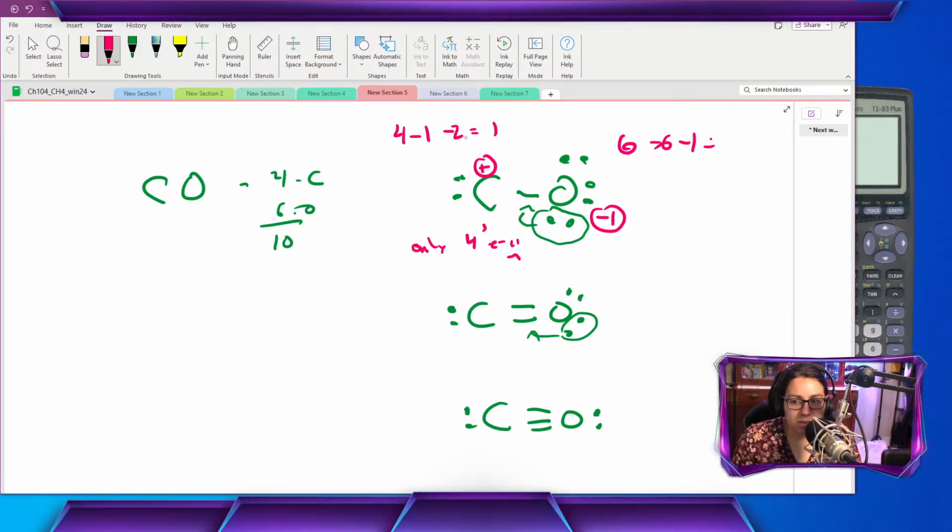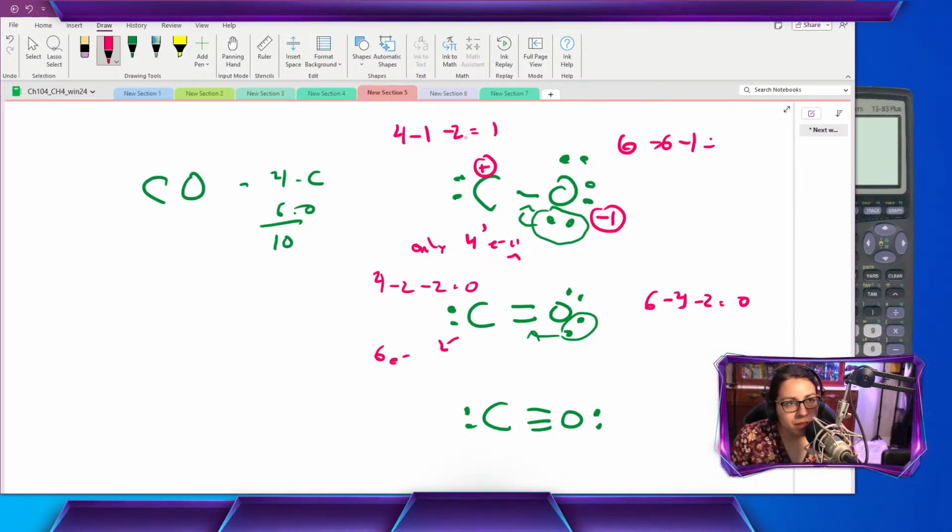Now let's analyze this structure. 1, 2, 3, 4, 5, 6. So now we have 6 electrons for carbon. Formal charge: 4 minus 2 minus 2 gives us 0 for carbon. And oxygen, 6 valence electrons minus 1, 2, 3, 4 minus 2 bonds, so that's also 0. This is the advantage of this structure, at least we've minimized our formal charges. And now let's look at the formal charges on this CO structure.